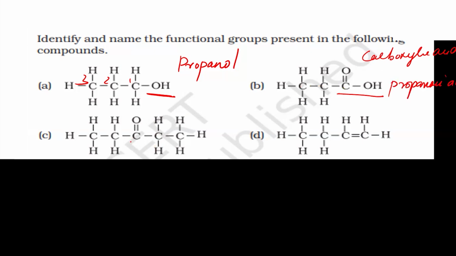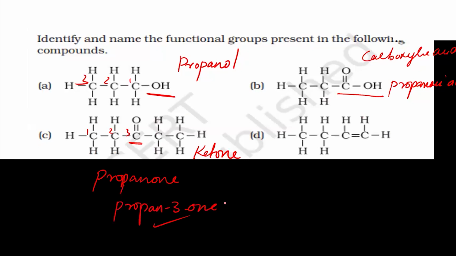And the third one is only CO, that is, it is a ketone. And what is the name of this ketone? 1, 2, 3 carbons. So this is propanone. You have to mention the position of the functional group, 1, 2, 3. So propan-3-one. That will be the correct IUPAC name.